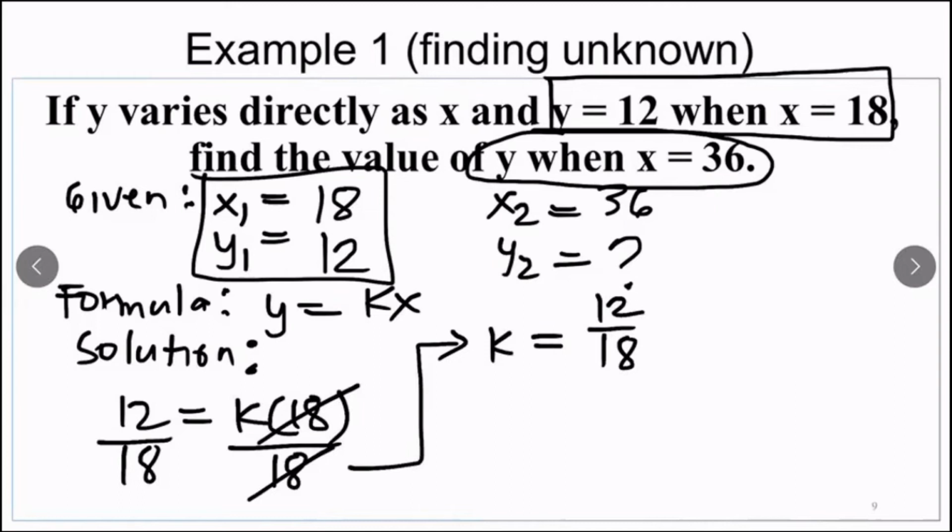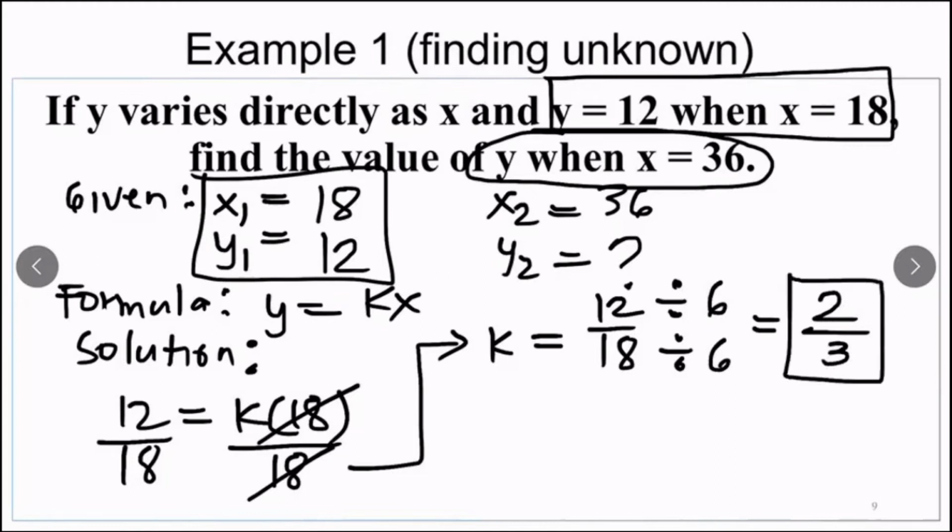Therefore, we need to simplify it further. So ano kaya yung number na pwede natin ipang-divide kay 12 at kay 18 for us to get the simplest form? We will be thinking about a number that can divide 12 and that can divide 18. We have 12 divided by 6 and 18 divided by 6, so we will come up with our simplest answer. 12 divided by 6 is 2, and 18 divided by 6 is 3. Therefore, this is our k value.